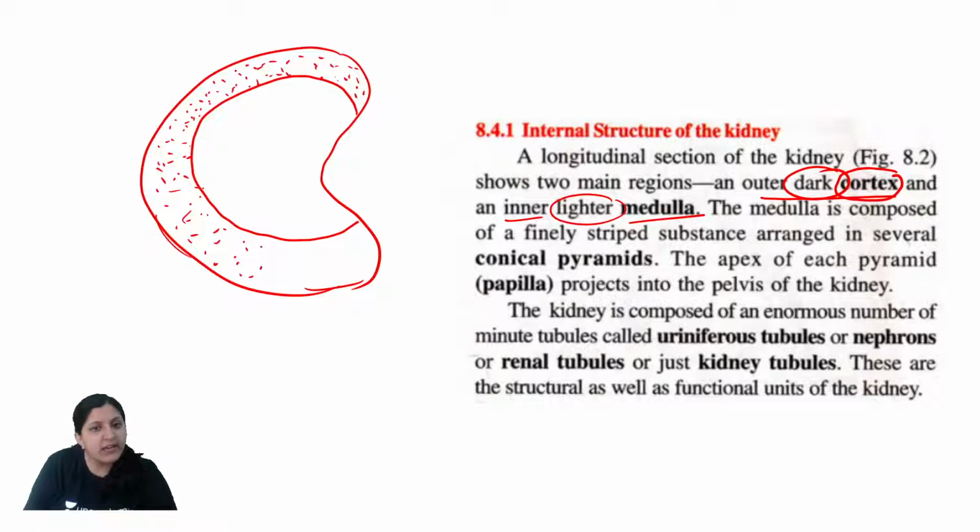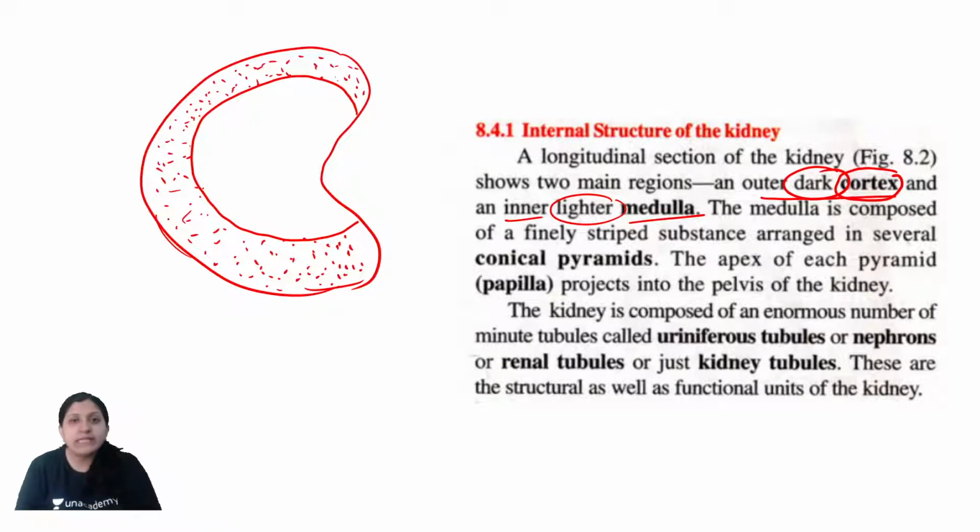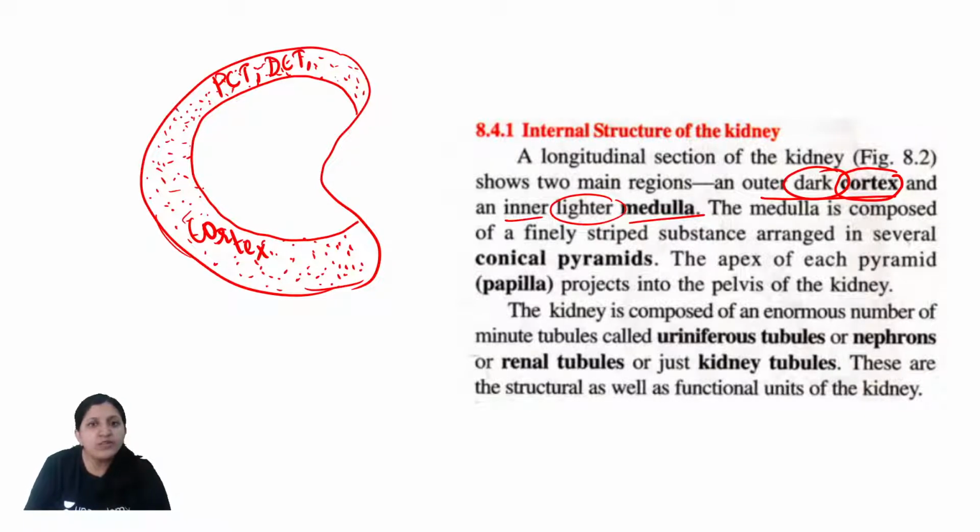Why am I drawing it in a dotted appearance? Because when you study the structure of a nephron, if you already have an idea, there is the PCT, proximal convoluted tubule, the distal convoluted tubule, and the Bowman's capsule. They are all providing this dotted appearance. So the dotted appearance of the cortex region is mainly because of the PCT, then the DCT, and also the Bowman's capsule.